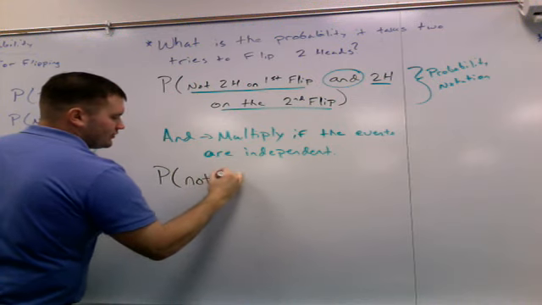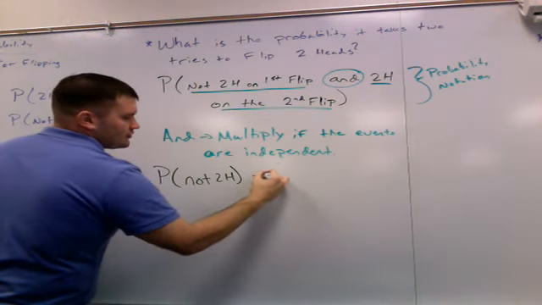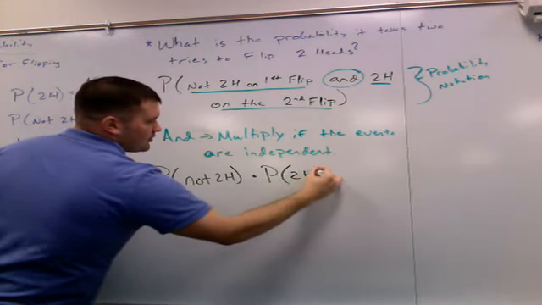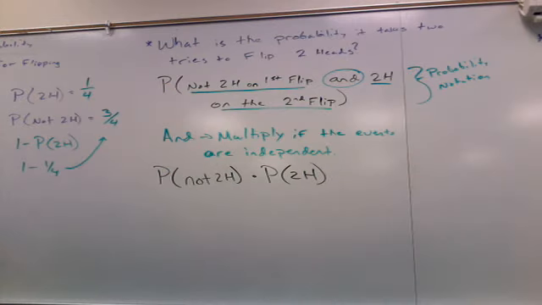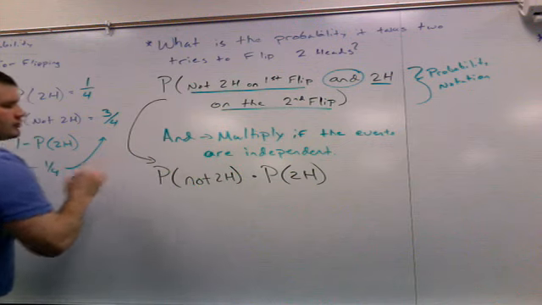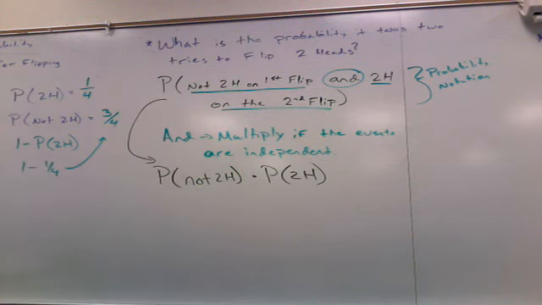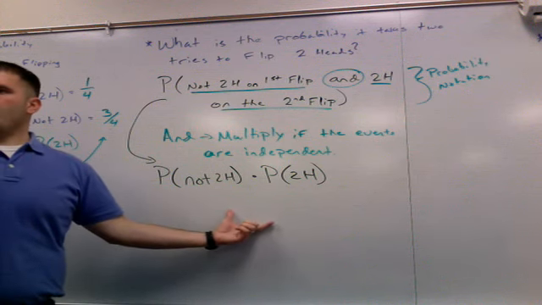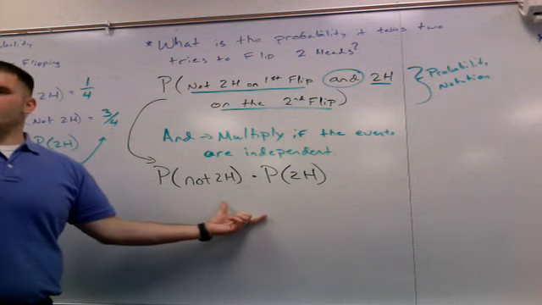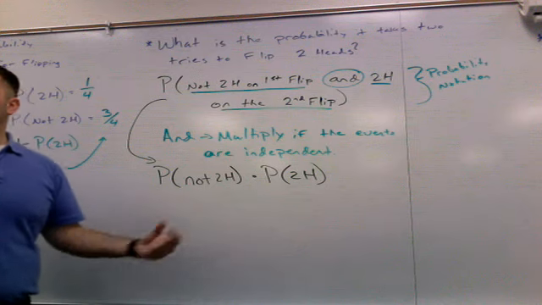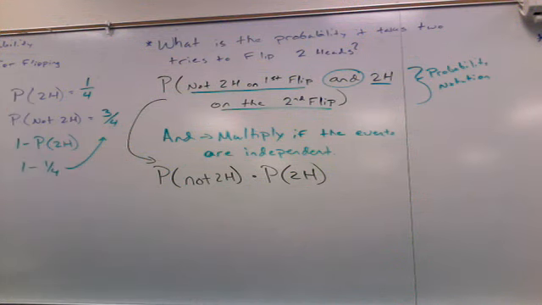So since these are independent, this statement becomes the probability of not two heads, good? Good, times the probability of two heads. So since the events are independent, we can rewrite our probability notation in a much simpler form. Right? Would you guys agree this is a little more simple? Yeah?